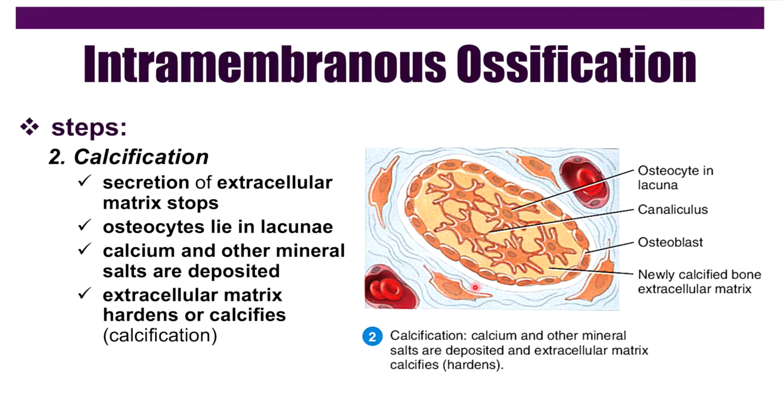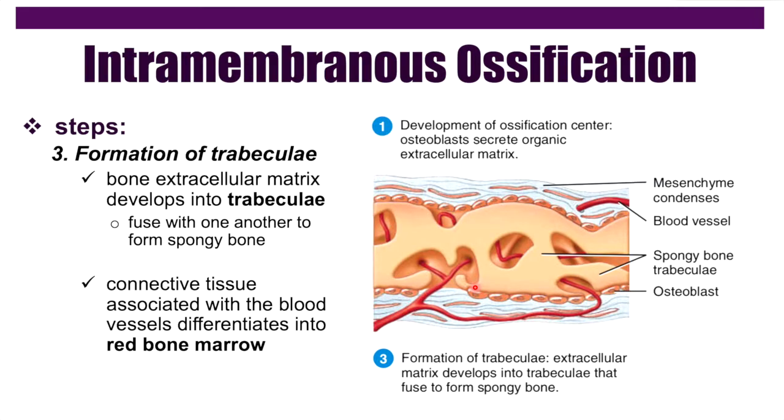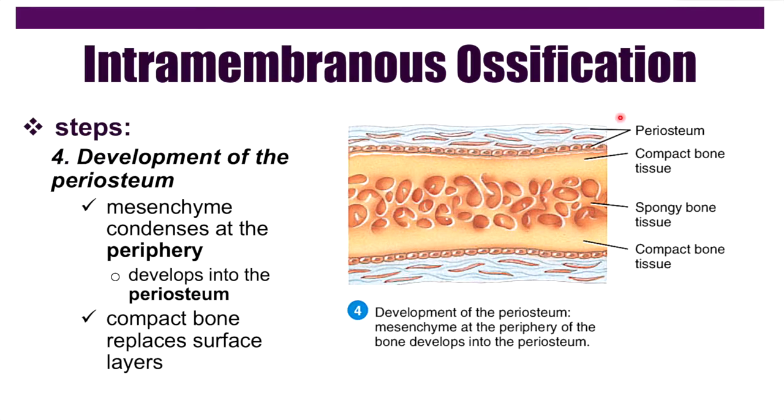As the extracellular matrix forms, it develops into trabeculae that fuse with one another to form spongy bones, which will surround the blood vessels. The connective tissues associated with these blood vessels will then differentiate into red bone marrow. As this happens, the mesenchyme will condense at the margin of bone and develop into periosteum. The surface layers of these spongy bones are then replaced with a thin layer of compact bone while the inner layers remain spongy.